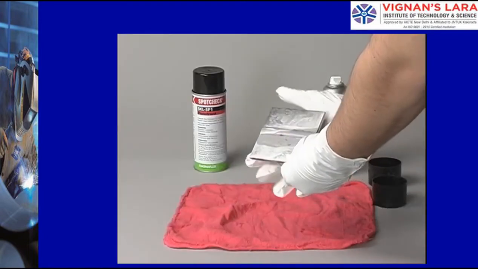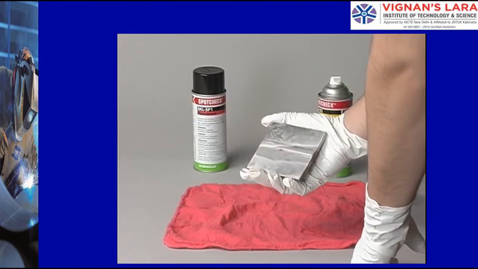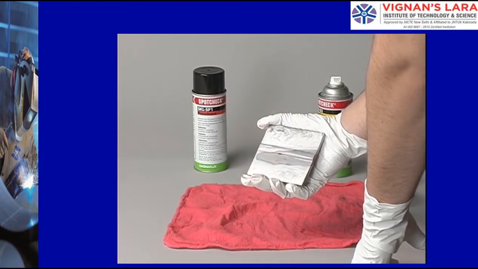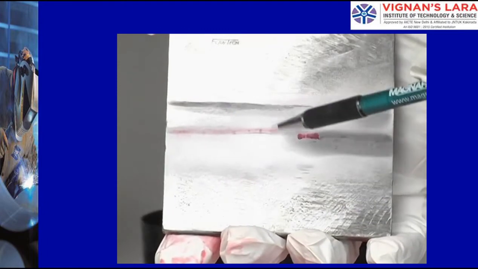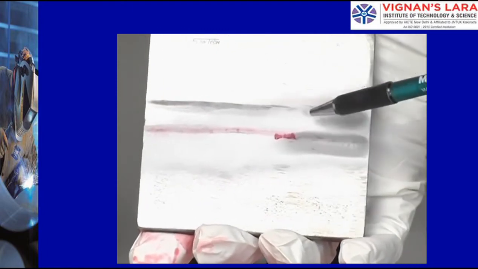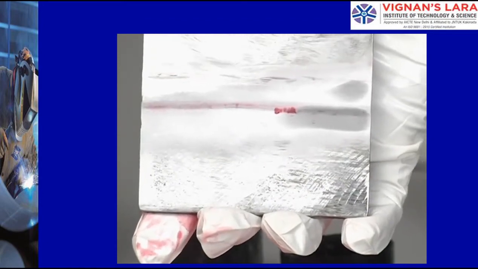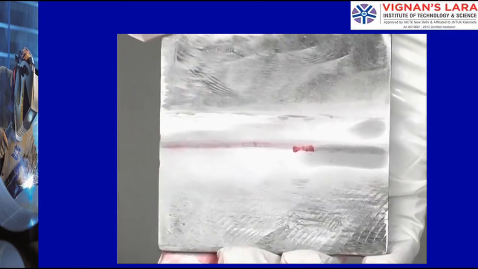Step 5 is to inspect the part. Large cracks appear quickly as vivid red lines. Small cracks show up a few minutes later. If the crack is wide and deep, the red indication will be correspondingly large.